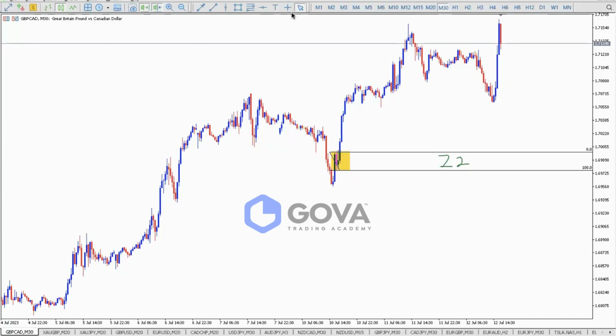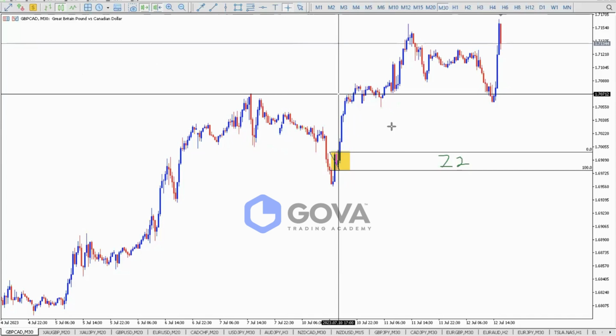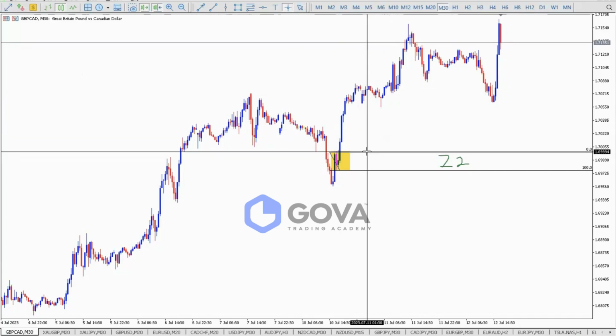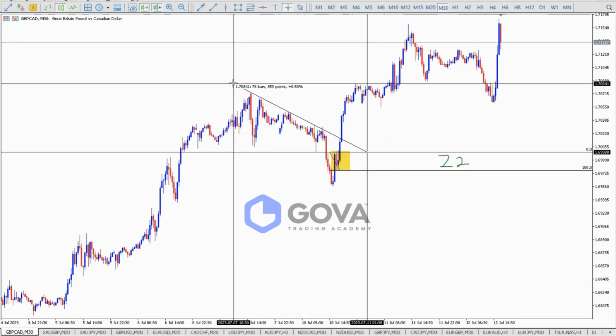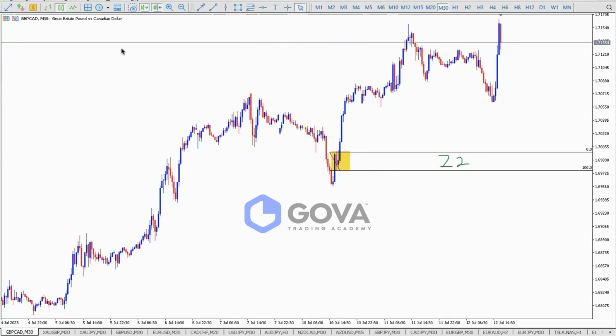Now let us calculate it using the cross again. So I'm going to put the cross on my proximal line, and then I'm going to drag it all the way up to the area here. And this is about 85 pips. You can see the last number here is 3, which means that we have 85 pips. So this is 85 pips. So it means that from this area to this area is 85 pips.